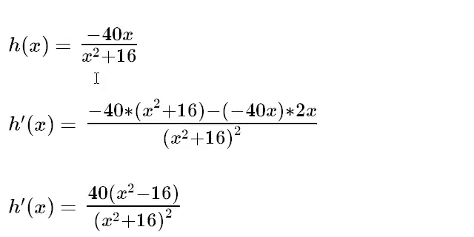Okay, well, let's get started. Okay, so here's our function. Now we want to take the derivative, and so that means we're going to use the quotient rule. So we take the derivative of the numerator, which is -40, times the denominator minus the numerator times the derivative of the denominator, and the derivative of x squared plus 16 is just going to be 2x.